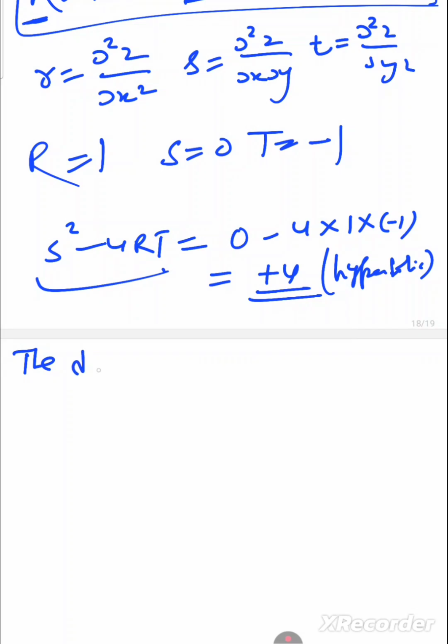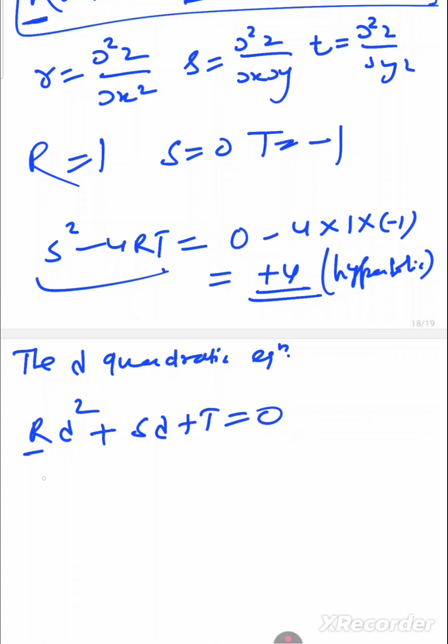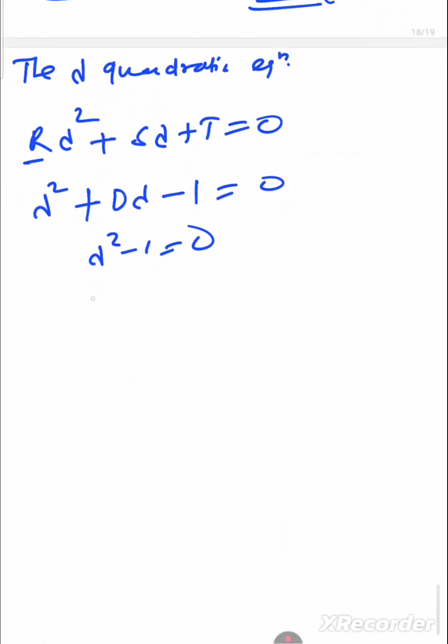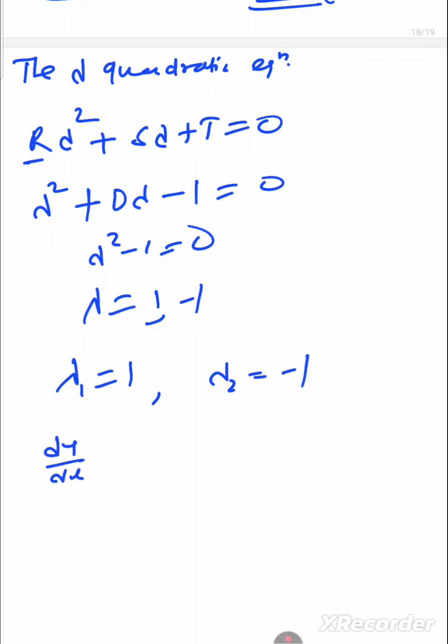Now, we write the lambda quadratic equation. This is rλ² + sλ + t. Okay. Where r is 1, this is λ², s is 0, and t is minus 1. Now you can see λ² − 1 = 0. This gives λ = 1 and −1. So λ1 equals 1 and λ2 equals minus 1.